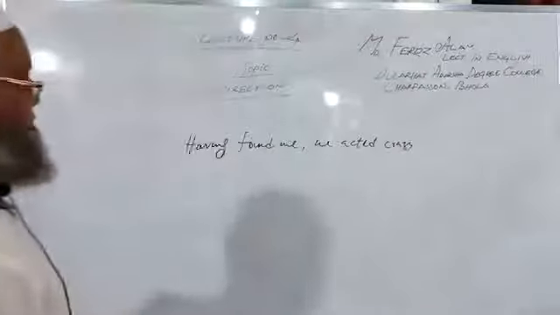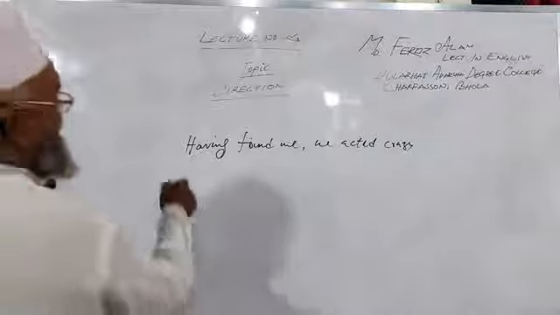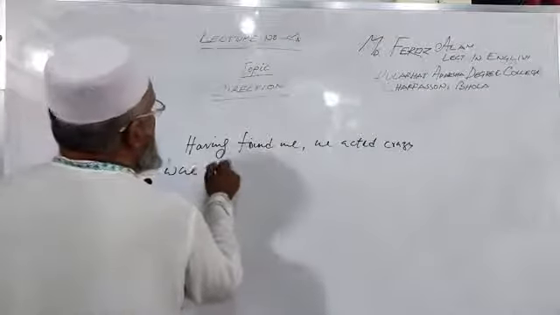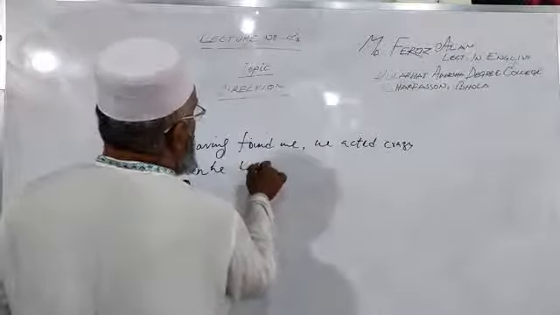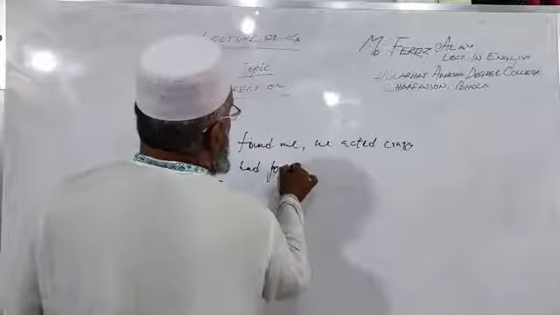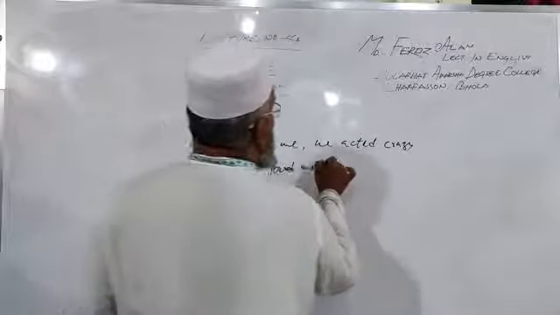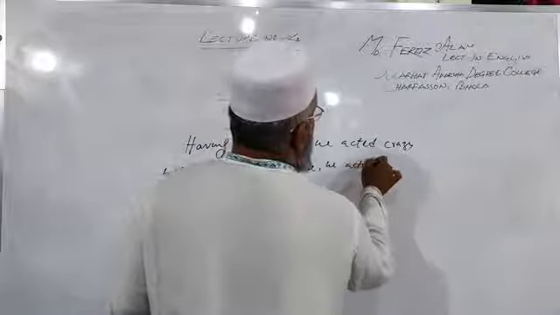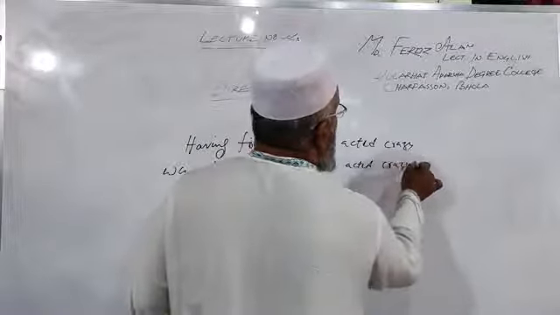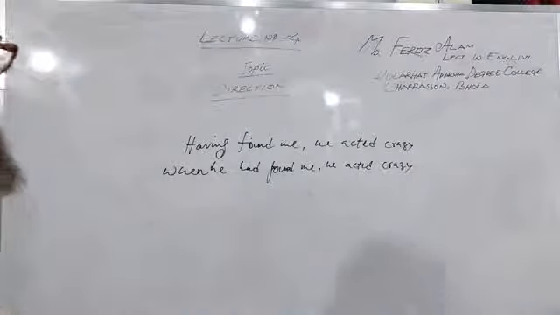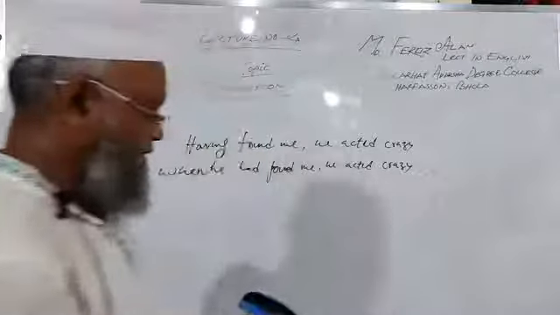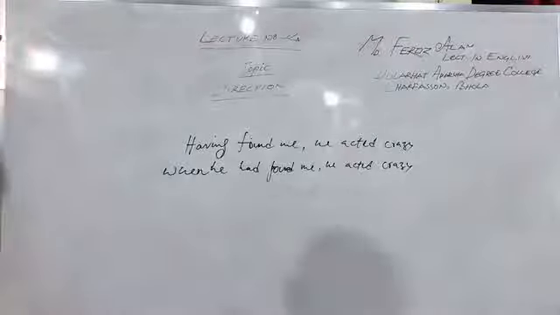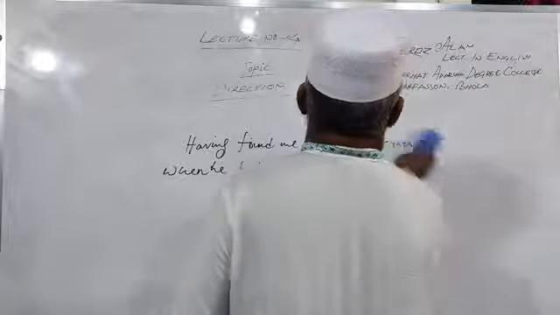Here we can say that when he had found me, he acted crazy. You have to choose one, present participle or perfect participle, when you find the interval, and when you find the sense of active or when you find the sense of passive. You have to prefer one from this participle.